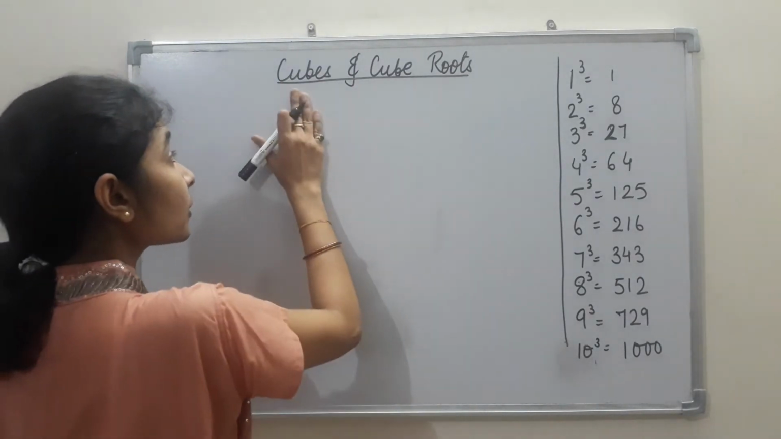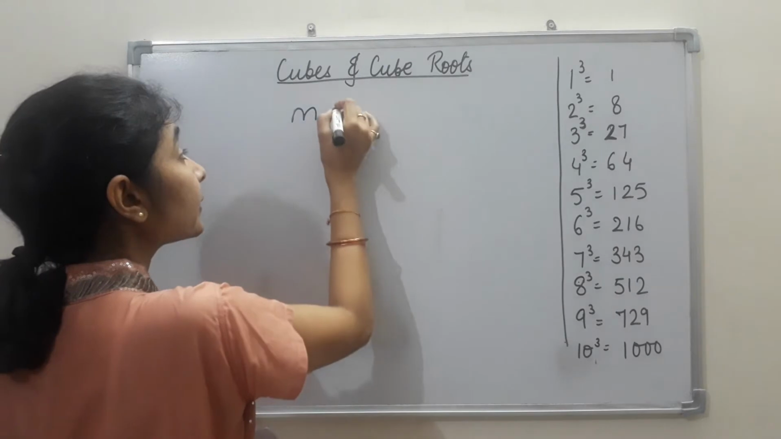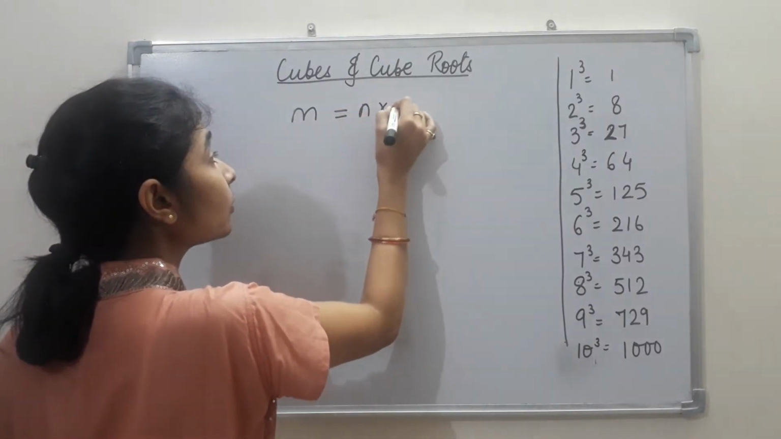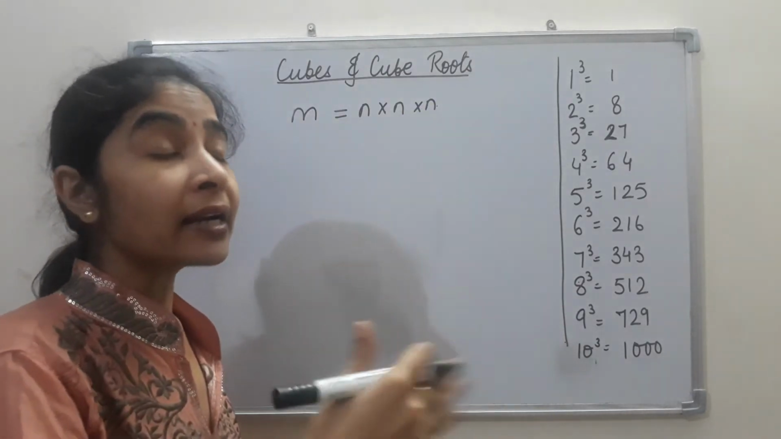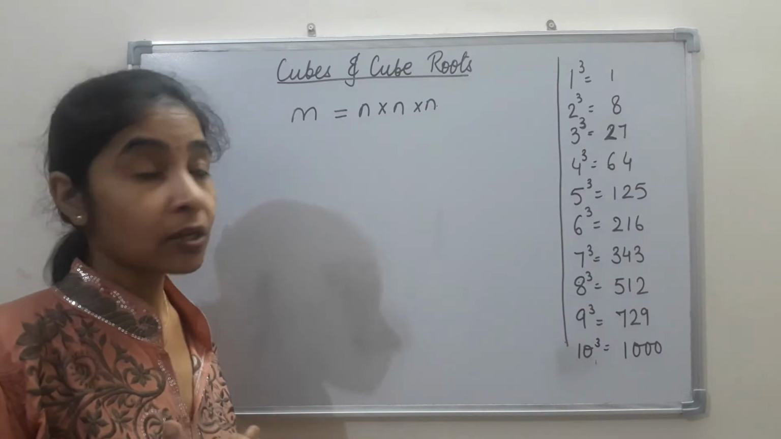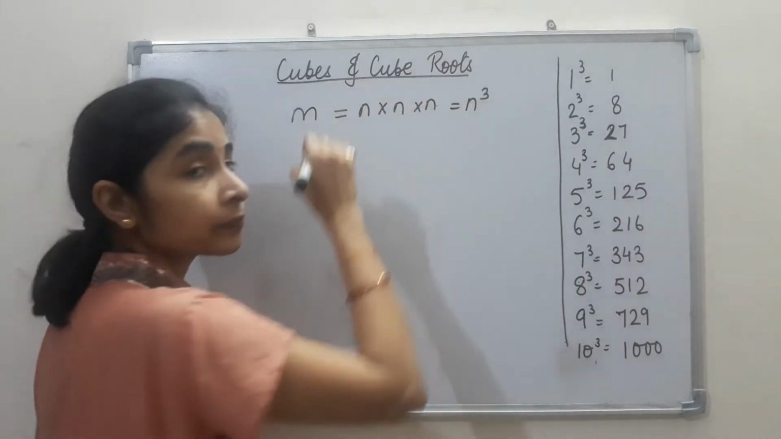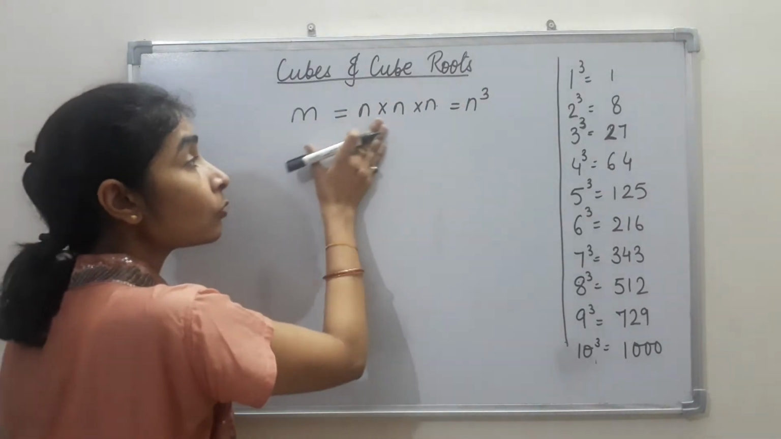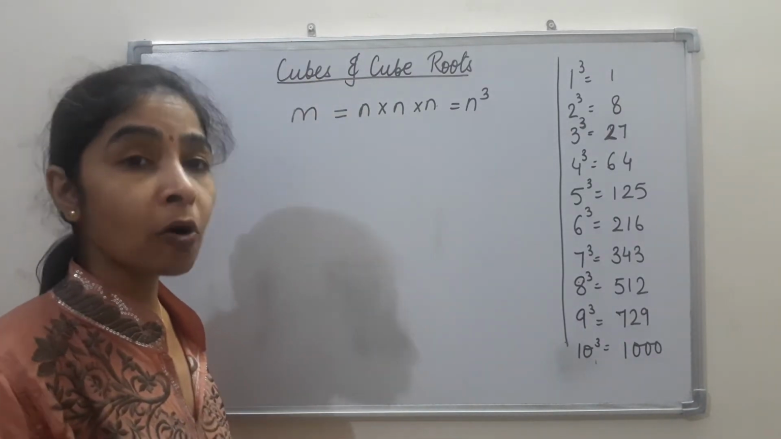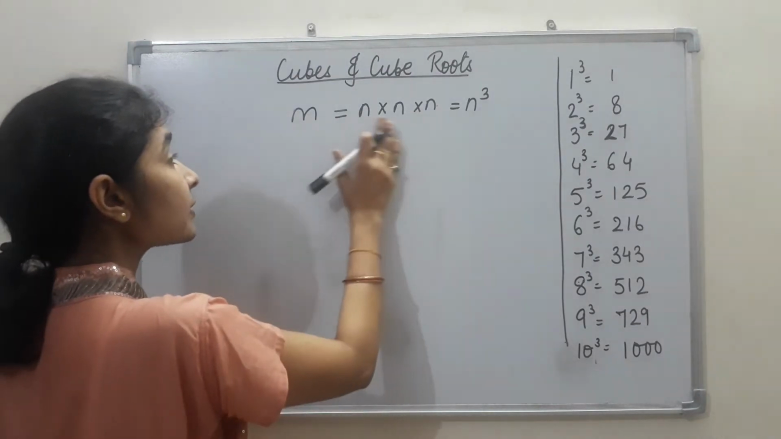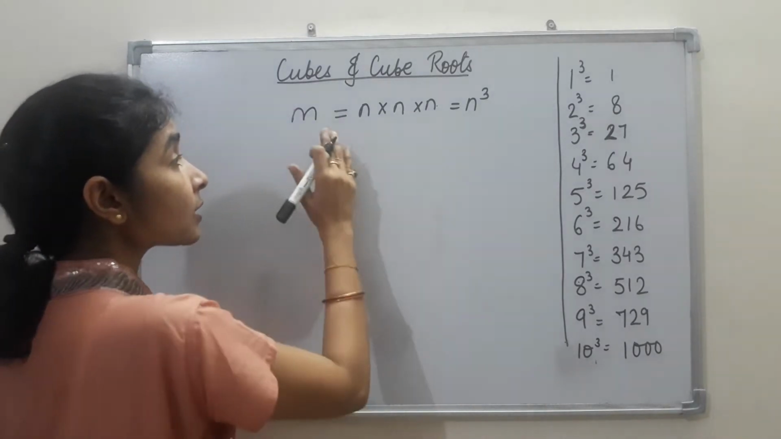Here, cubes, what are cubes? They are numbers such that we can represent that number m in the form of n into n into n. That means it is the product of a number multiplied by itself 3 times. So m is equal to n cube. A number when multiplied by itself 3 times, whatever product it gives, is called the cube of that particular number. So here we can say that m is the cube of n.